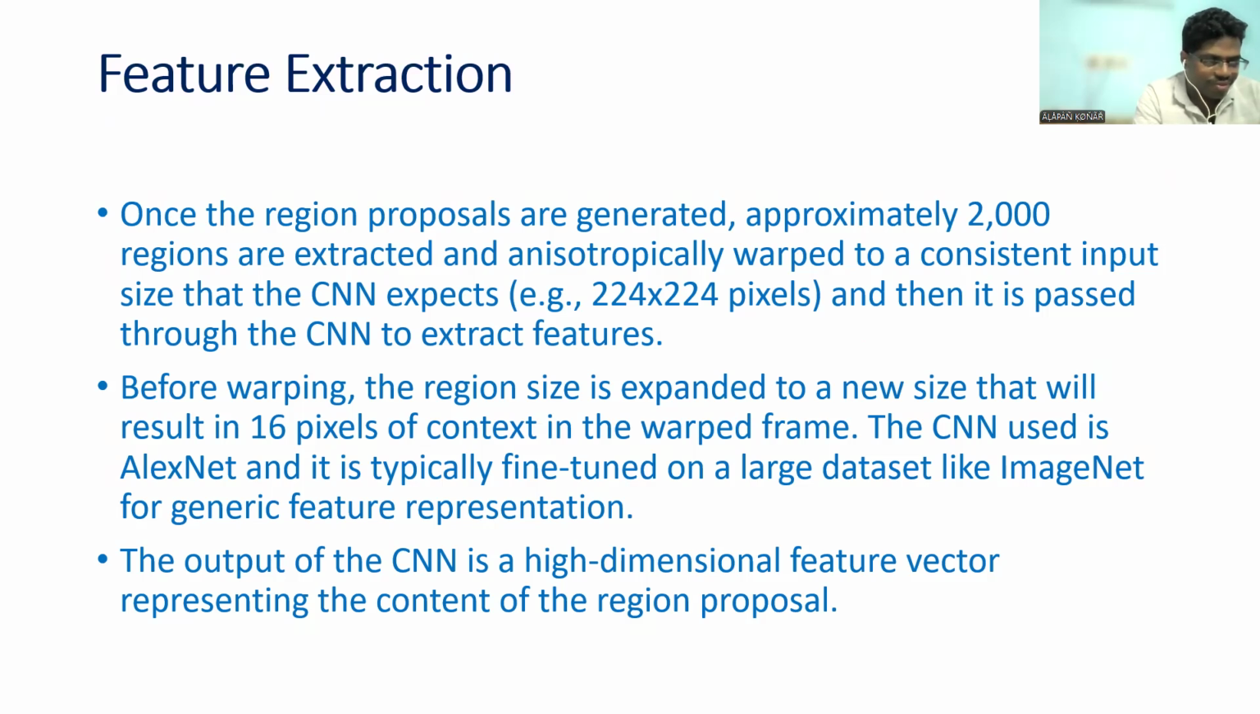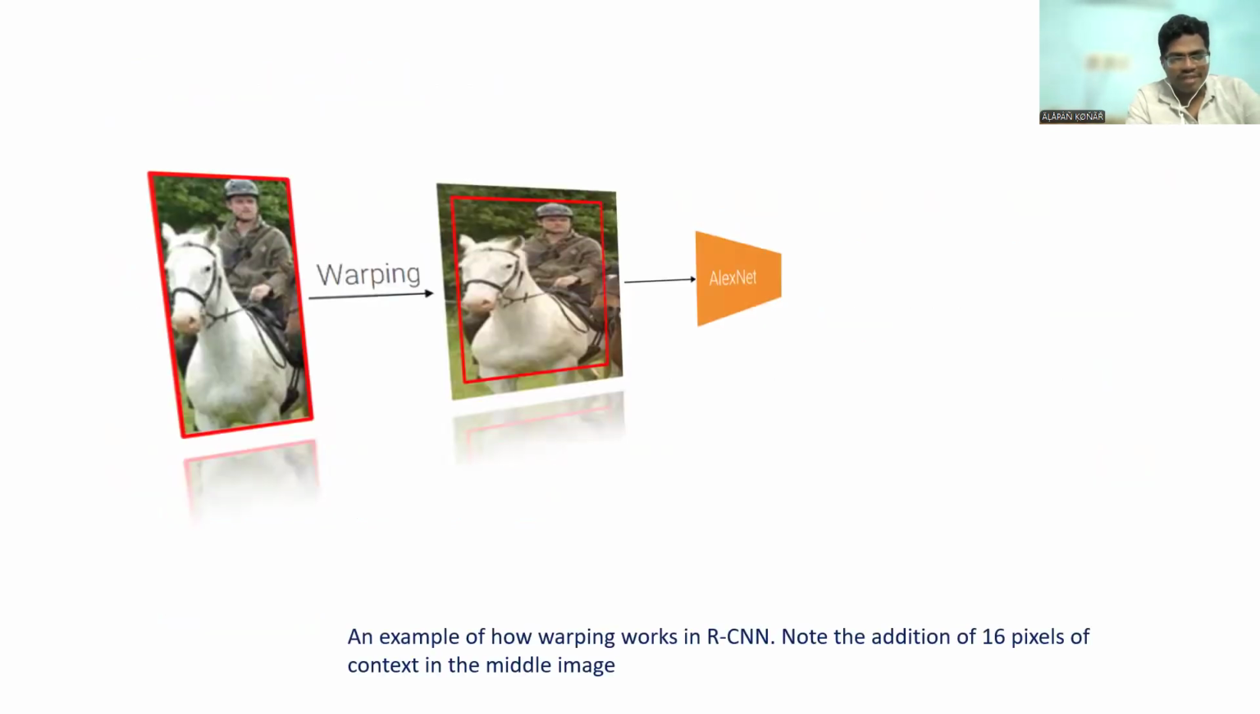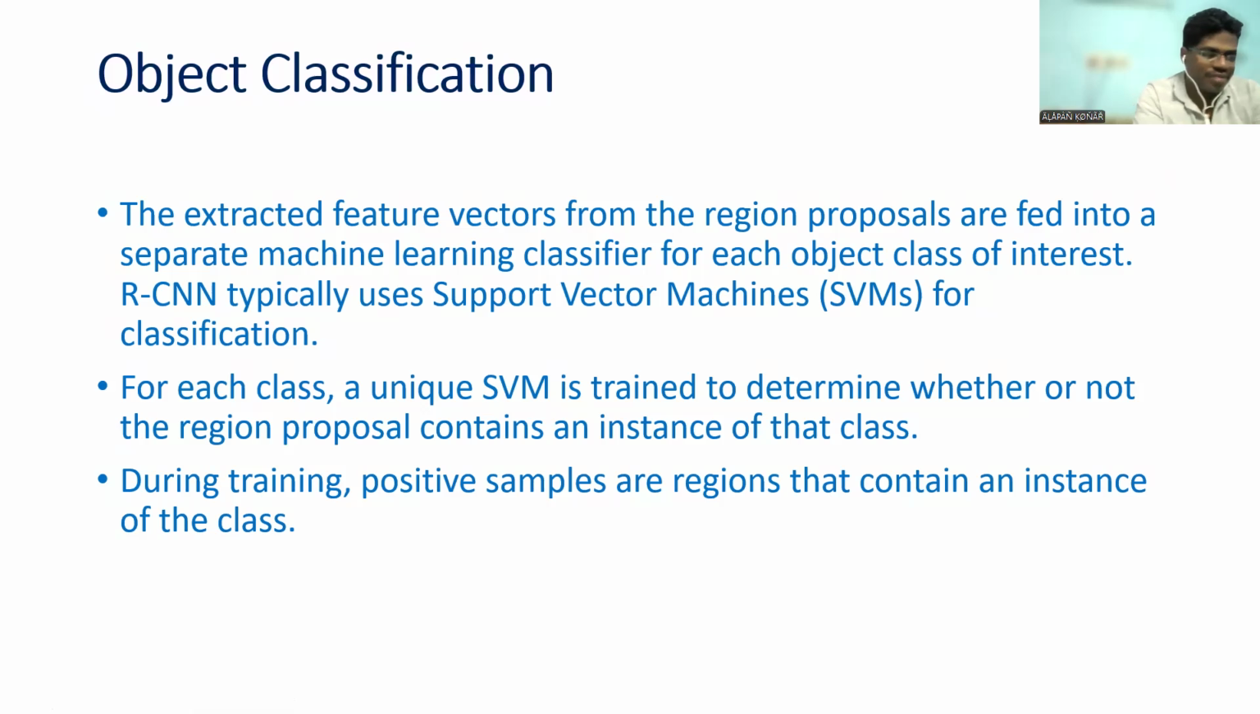Moreover, in the original RCNN, the convolution layers of AlexNet are also used for feature extraction. Then in the example we can approach the warping concept, because of how warping works in RCNN: it is also helpful to add 16 pixels of context around the image, warping like that. AlexNet is the backbone here. And the next important step is object classification.